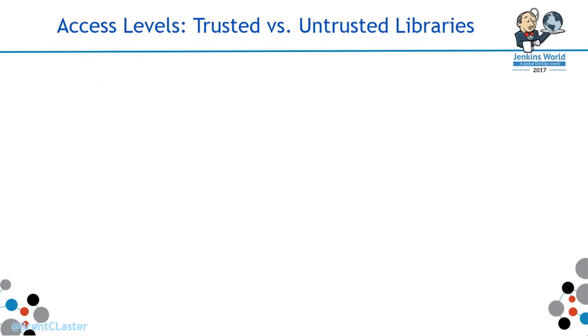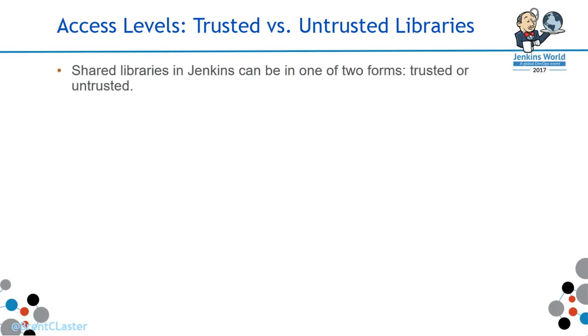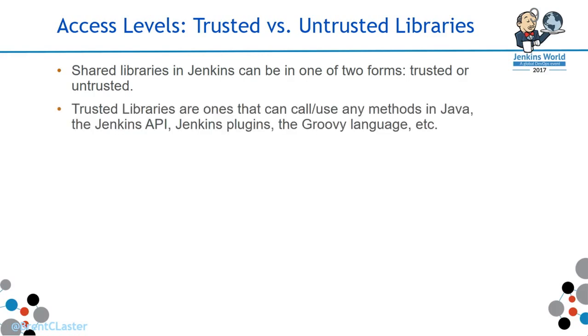So it's worth taking just a moment to talk a little more about what trusted versus untrusted libraries mean. We will get to some code samples with shared libraries in a little bit, but this is the kind of thing you can run into when you start using shared libraries, so I think it's important to start explaining a little more about this. We said they can be in two forms, trusted or untrusted. Trusted libraries are ones that can use any methods in Java, the Jenkins API, Jenkins plugins, the Groovy language, etc. If they're trusted, they can pretty much do anything.